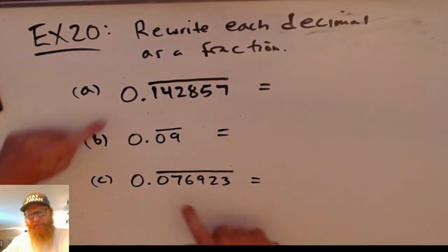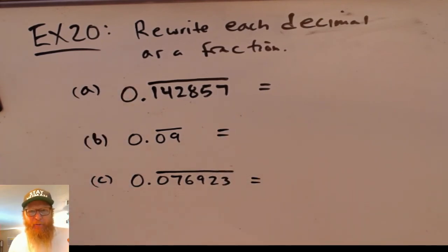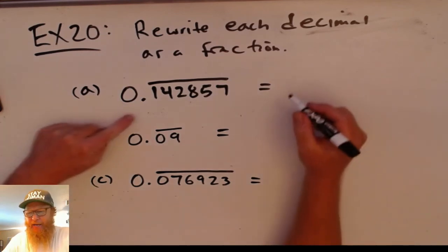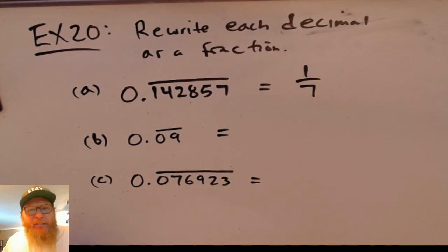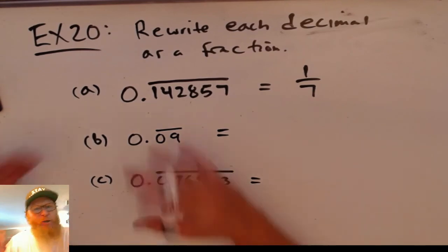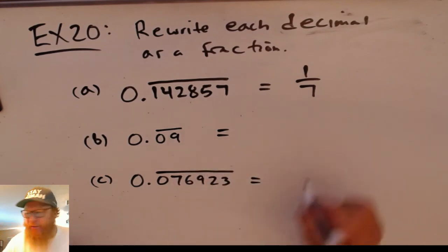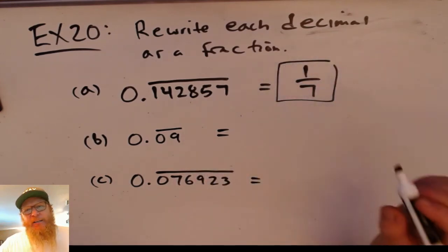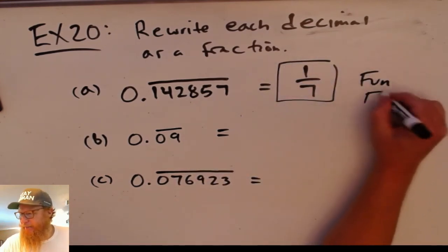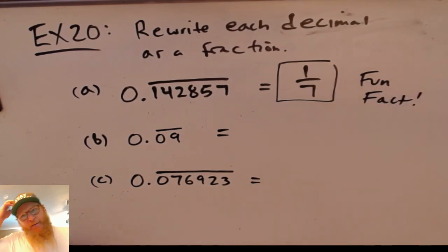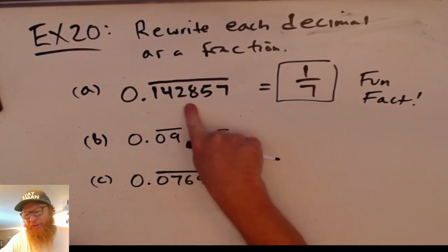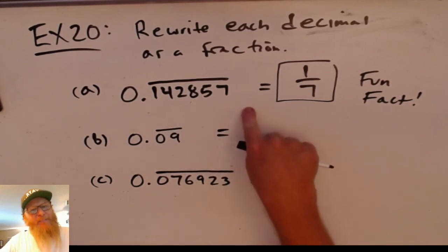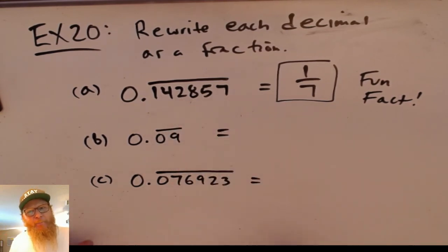The A and the C are probably the most important ones. A is 1/7. And there is no magical technique for doing this. I can't show you a step-by-step procedure for doing this. This is just a fun fact. 1 divided by 7 is 0.142857, 142857, and just repeats over and over again.